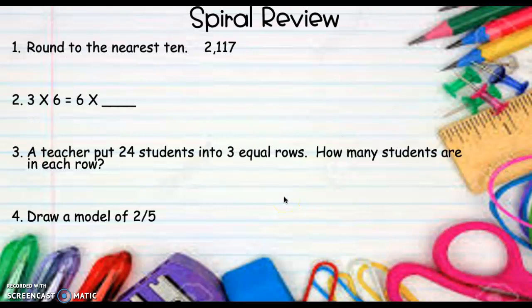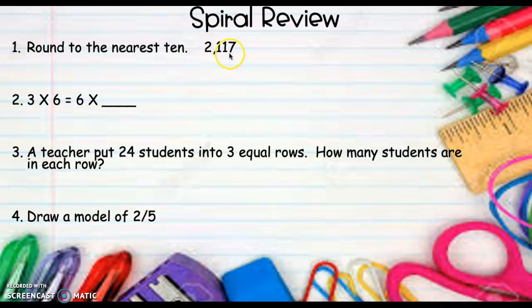All right, so for your spiral review, I really want us to focus in on numbers 1 and 4 because I saw some things yesterday that I want to make sure we're understanding. So let's look at number 1. Number 1 says round to the nearest 10. We have the number 2,117. I want you to look at this number, and we see 4 digits.